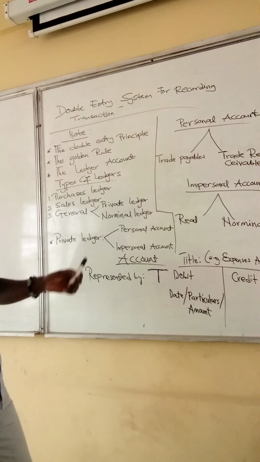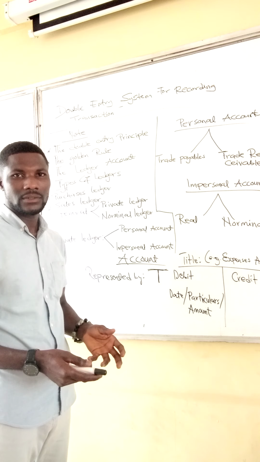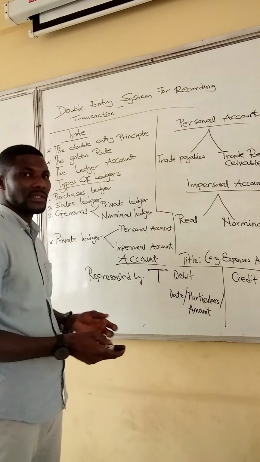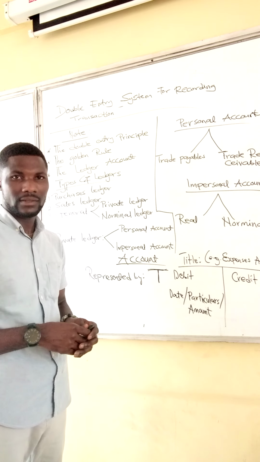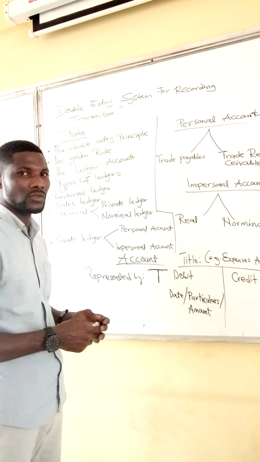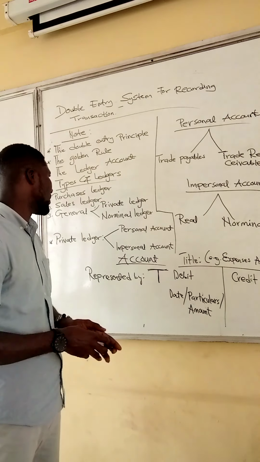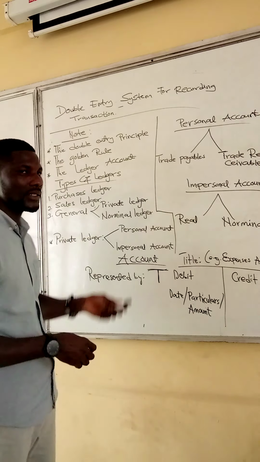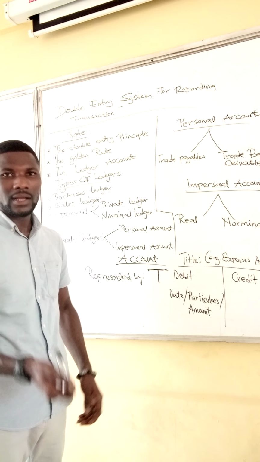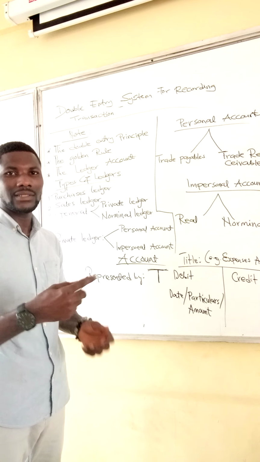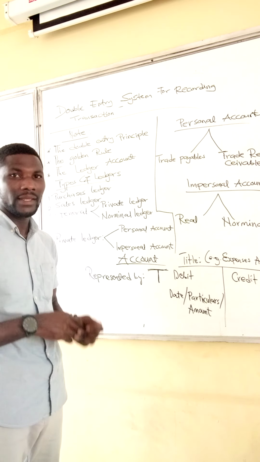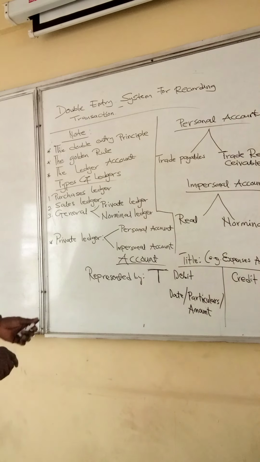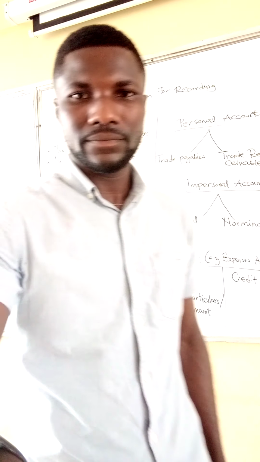The purchases ledger account is an account whereby transactions for purchases are recorded. Then we have the sales ledger account, which is an account or a book in which sales transactions are recorded. Alright. Now, the general account.